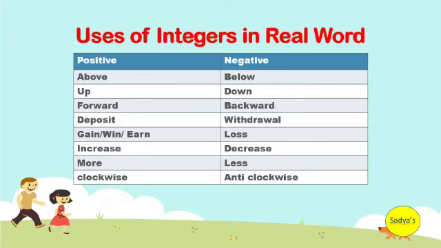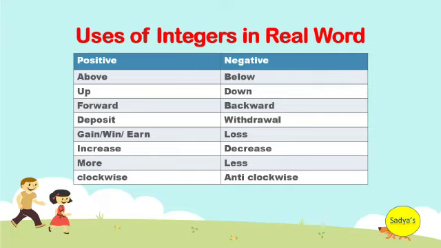Some of the words that represent positive numbers are above, up, forward, deposit, gain, win, earn, increase, more, clockwise. Corresponding words representing negative numbers are below, down, backward, withdrawal, loss, decrease, less, anti-clockwise.